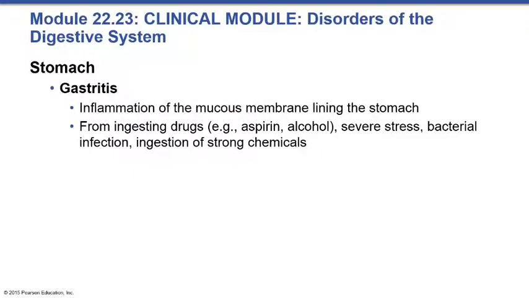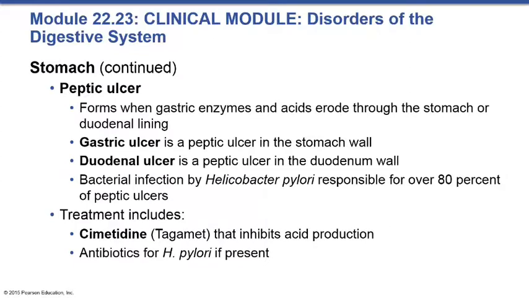And then gastritis, inflammation of the mucous membranes of the stomach. This can be caused by aspirin or alcohol, and this can also be caused by stress, leading to ulcer type things, bacterial infections, or even ingestion of strong chemicals.